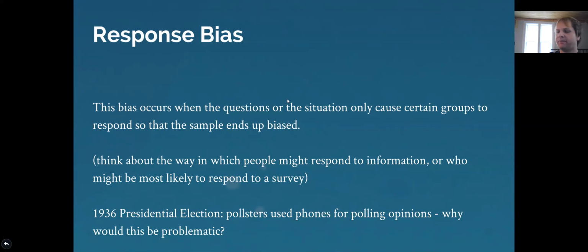So for example, there's this famous situation from the 1936 presidential election where people were collecting information about different presidential candidates, and pollsters started using phones. The problem is that phones were relatively new technology at the time, and so only certain groups of people really had access to phones, and those people typically had certain political biases. And so the judgments that they formulated about who would win the 1936 election might have been, or were, incorrect on the basis of who they were able to get to respond, right?